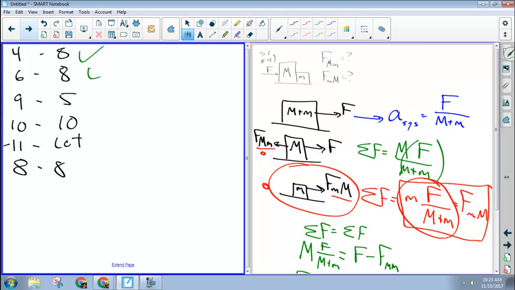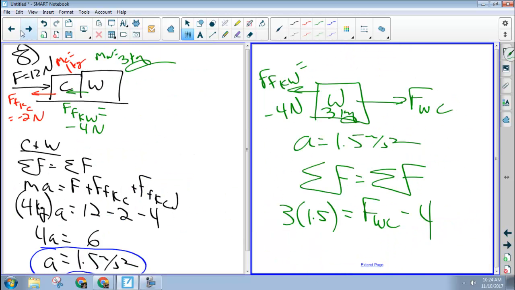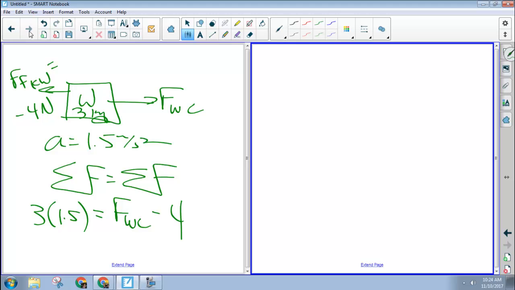Okay, let's see. So we've done 4 and 6 and 8. Let's do 10 and 11, and then I'll go back and get 9. Good? All right, so moving along. Number 10.